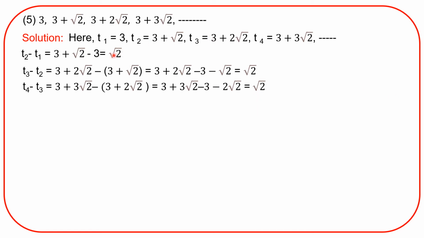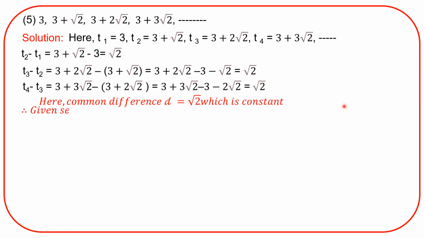Here, in all, the difference between two consecutive terms is the same, constant, that is root 2. Here the common difference d is equal to root 2, which is constant. Therefore, given sequence is an AP.